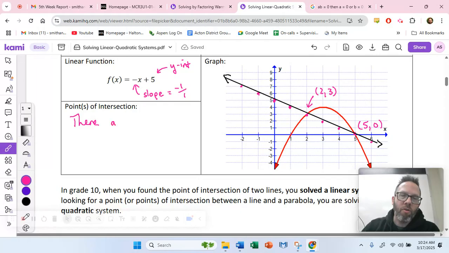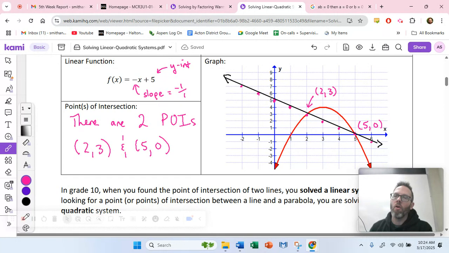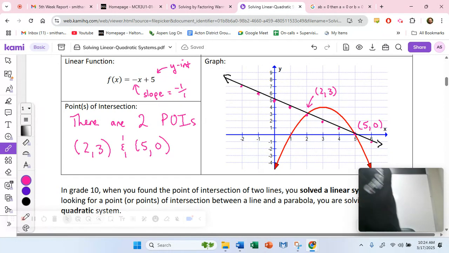So we'll say there are 2 points of intersection, or POIs for short. This time it was 2, 3, and 5, 0. So here's where we're going with this.